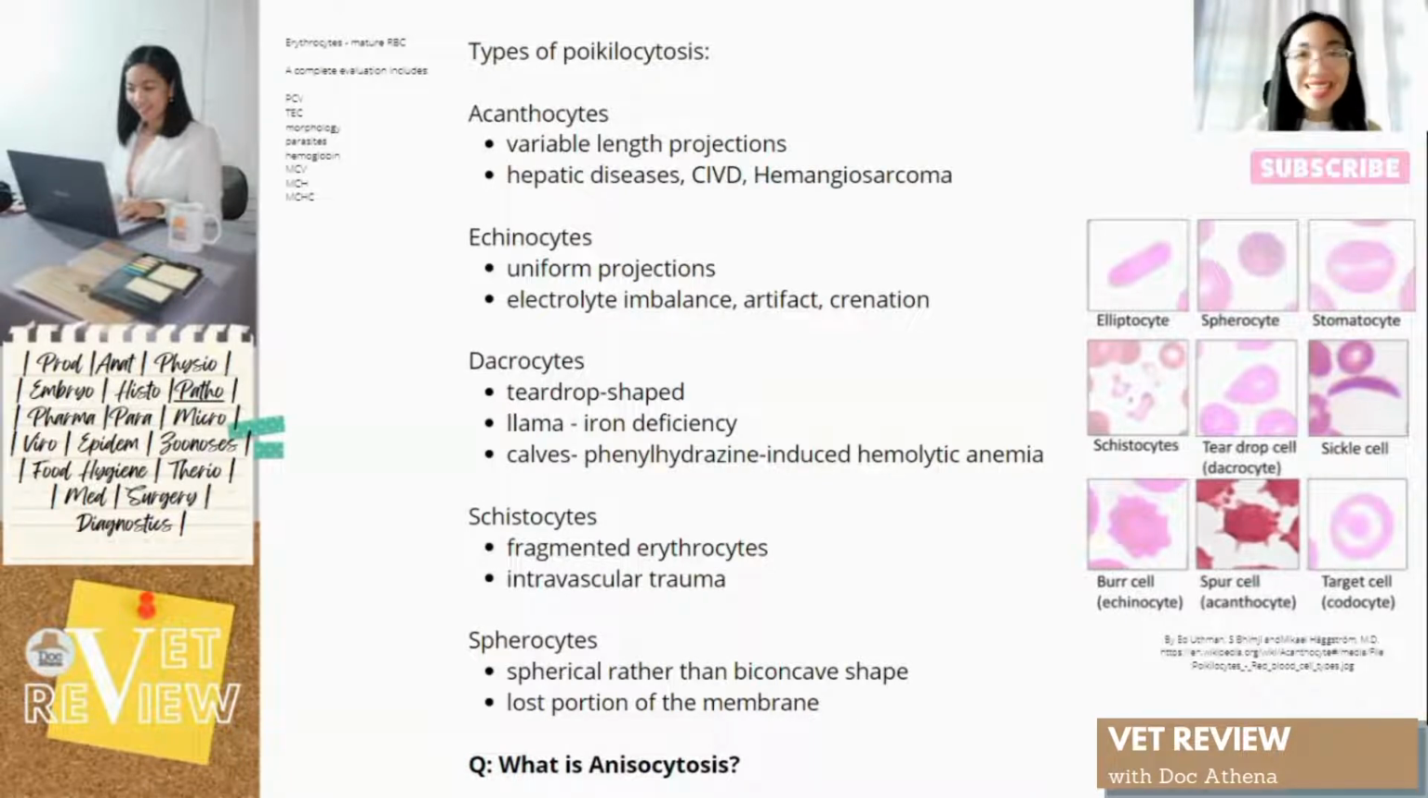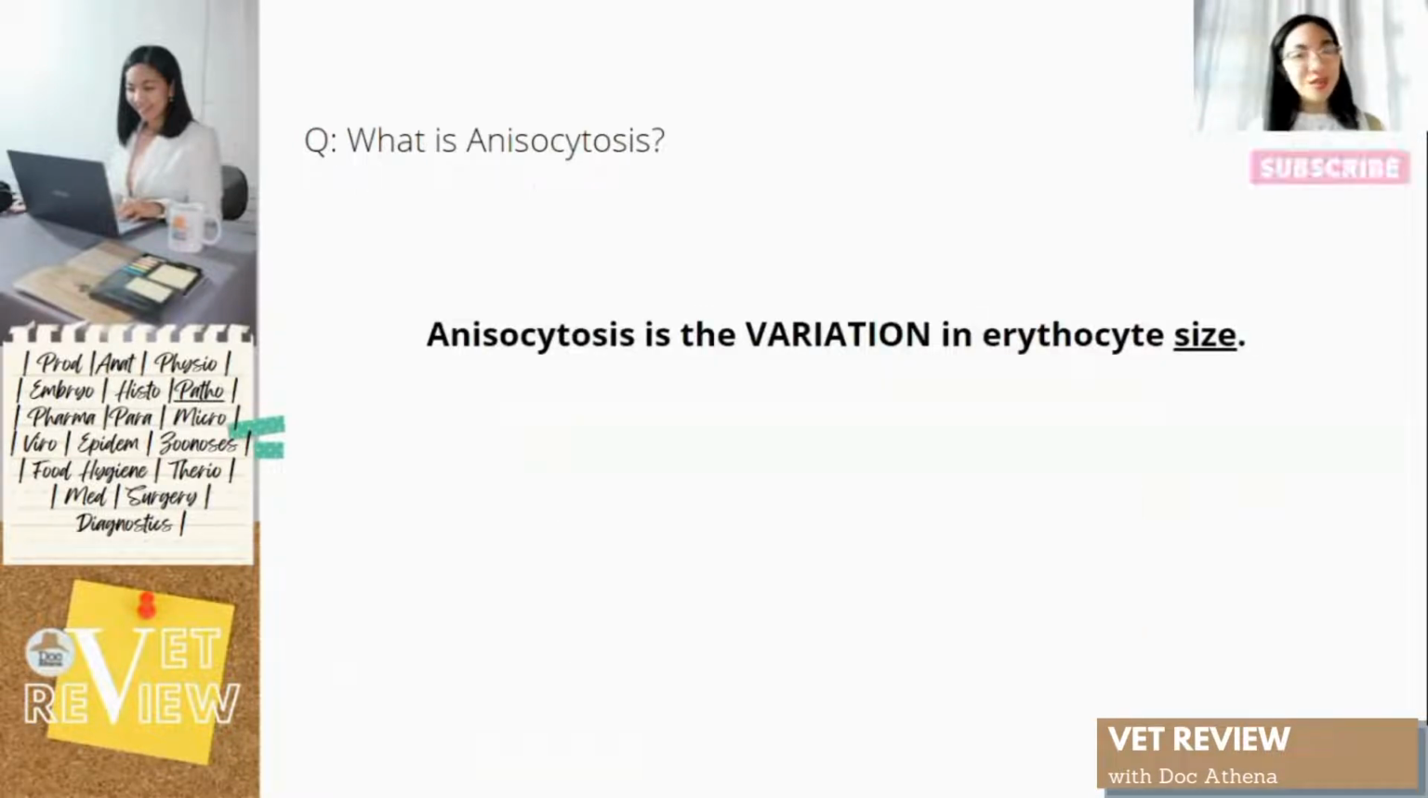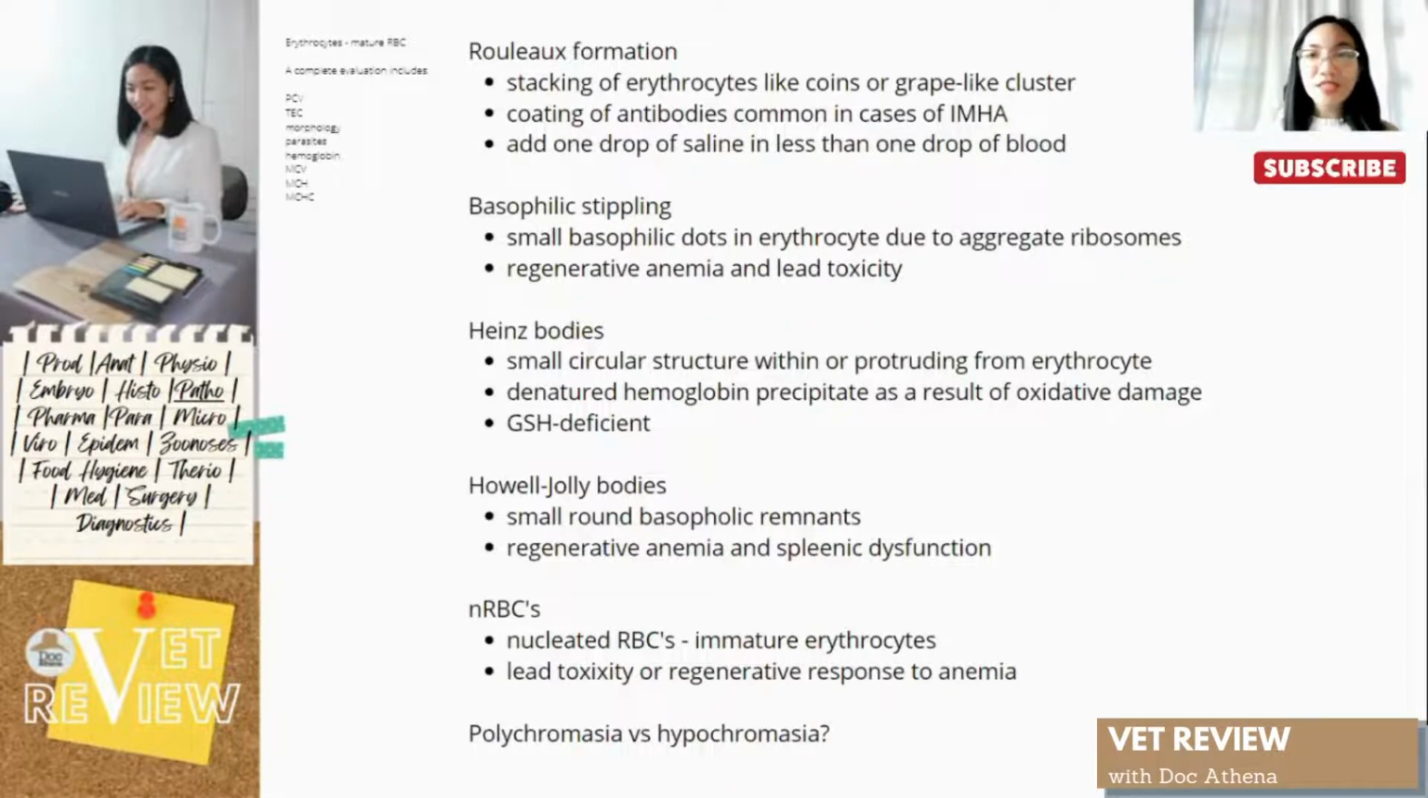All right, what is anisocytosis? I'll give you 5 seconds. What is anisocytosis? 2, 1, 0. Anisocytosis is the variation in erythrocyte size. Poikilocytosis is the variation in erythrocyte shape, whereas anisocytosis is the variation in erythrocyte size. Okay? Poikilo, shape, aniso, size. Remember that. All right. Now, let's talk about the changes in the sizes of our erythrocytes. We have rouleau formation.